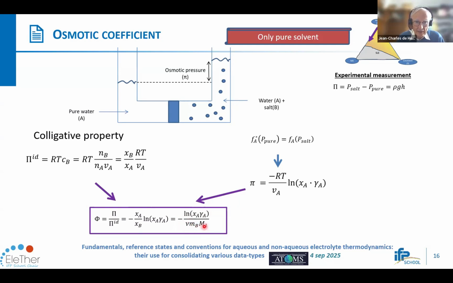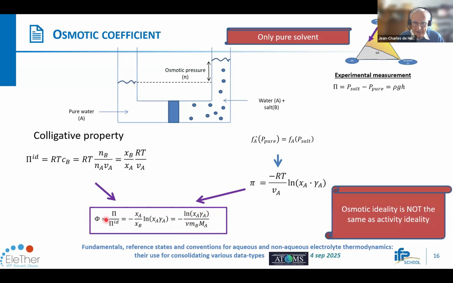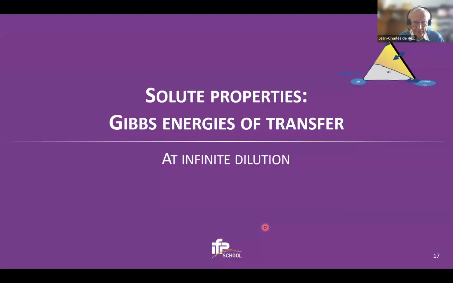the molality times the molar weight of the solvent. Please notice that when gamma equals 1, this does not mean automatically that phi equals 1. This ideality that one might consider is not really the same ideality as the one we consider for the activity coefficient. Osmotic ideality is not the same as activity ideality, I say. That's something that's not often mentioned, but I think it's worth mentioning.